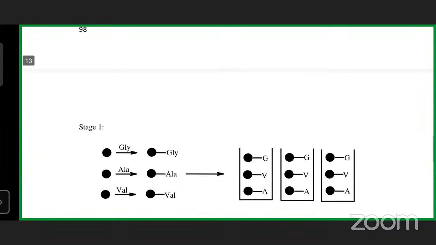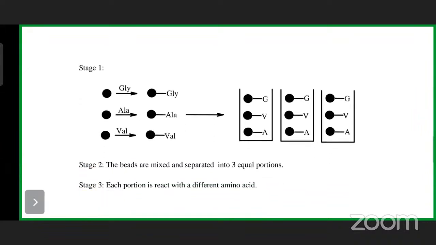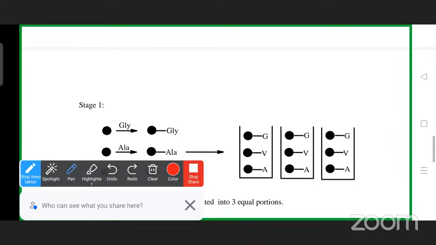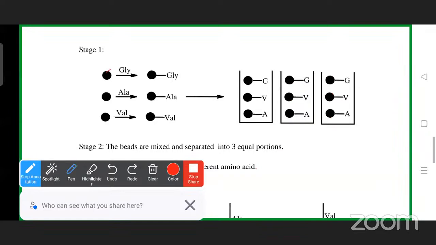Okay. So in step 1, the first step involves the attachment of these 3 different amino acids with resin beads. Okay. So in the first step, what we are doing here is attaching these 3 amino acids with the resin bead here, right? So this block is a resin bead. These are the resin beads here, a solid support. Resin bead is nothing but a solid support, as we discussed in the previous classes.